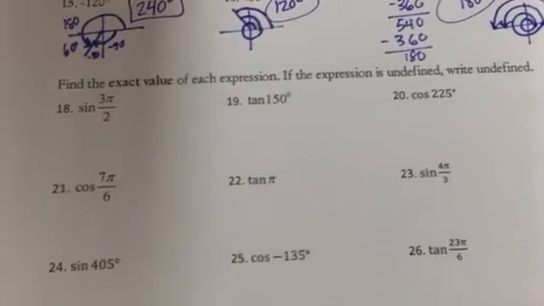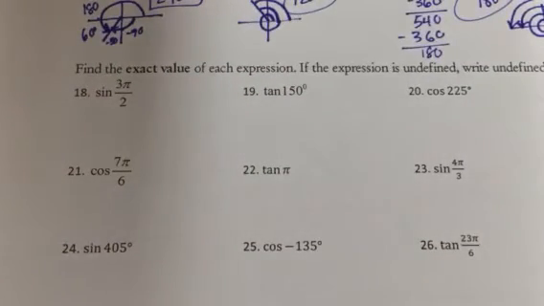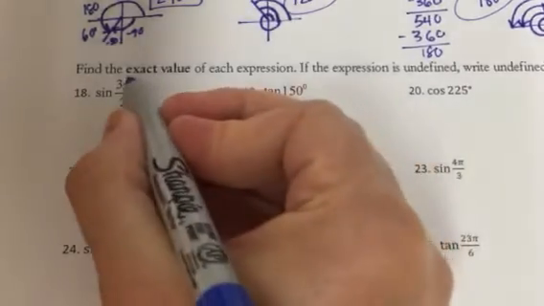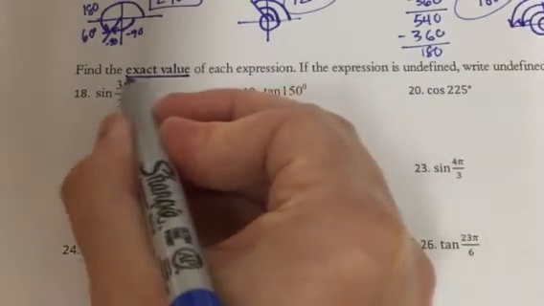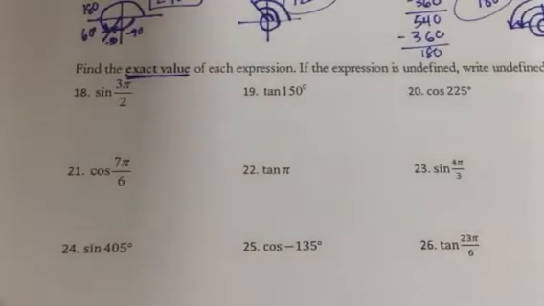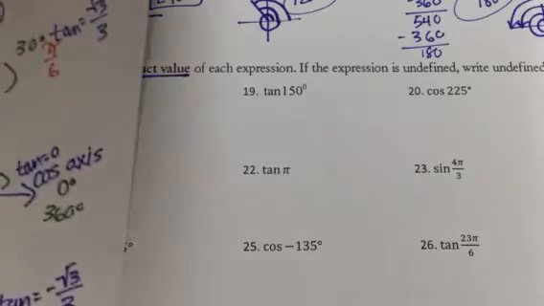Okay, I think we can still do this one. This says find the exact value of each expression. If the expression is undefined, write undefined. Okay, this is a hint that our unit circle is what we want to use. So don't use your calculator to find the exact value. Sometimes you can find it there, but oftentimes you will need your unit circle.